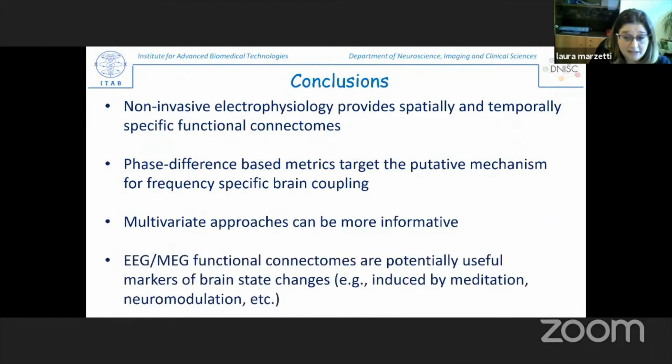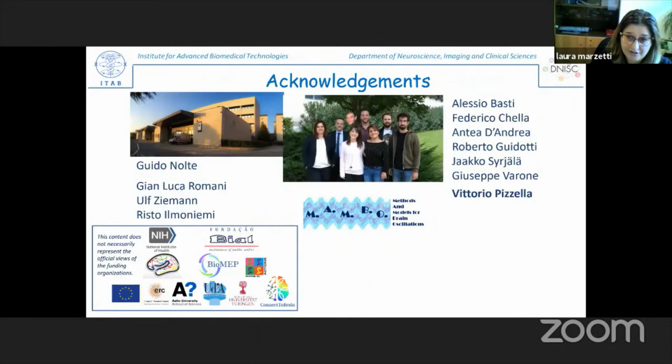And finally, with the direction that we are taking now, and also with other previous studies with modulation induced, for instance, by state changes in meditation, I hope that you believe, as I do, that these EEG and MEG functional connectomes are potentially useful markers of brain state changes and can be, for instance, of aid to neuromodulation or neurostimulation in general.